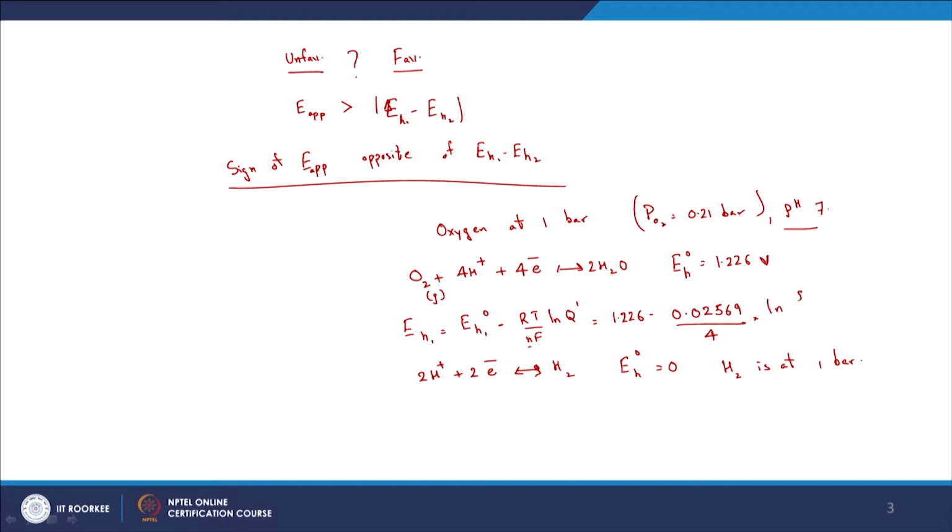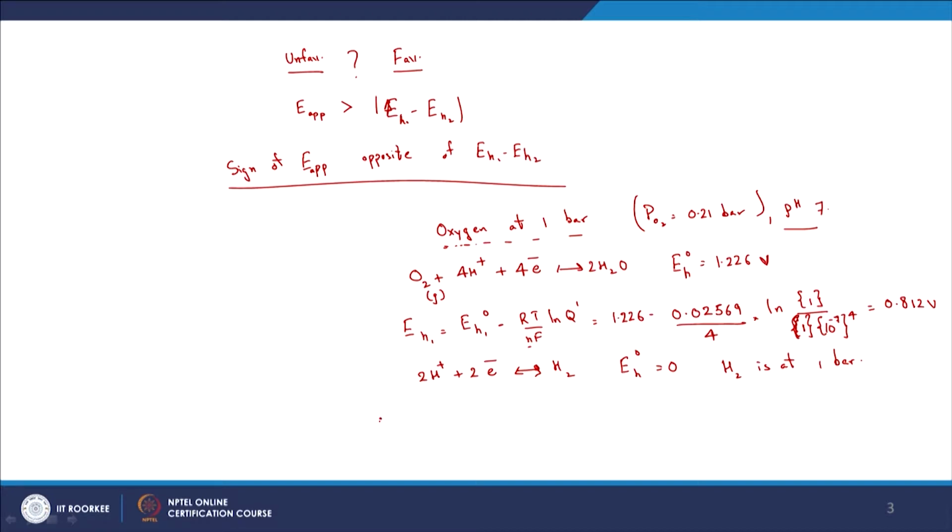So, here you have an activity of 1 out here, because water activity is 1, divided by the activity, measured by the partial pressure, of O2. In this example we are considering a case when the oxygen is at 1 bar, so that is 1 here, and the H plus concentration is 10 to the power of minus 7, raised to the power of 4. That is how we have EH1, and it turns out to be 0.812 volts.